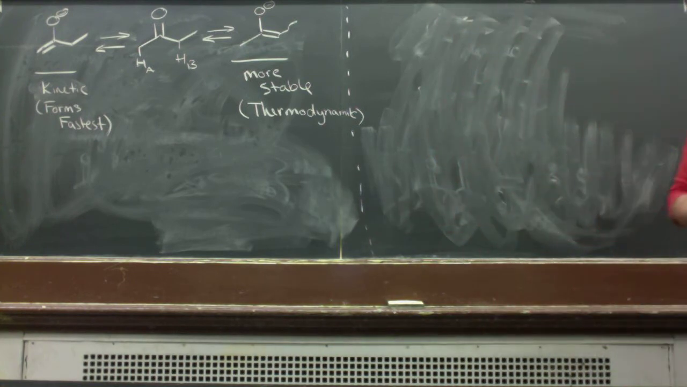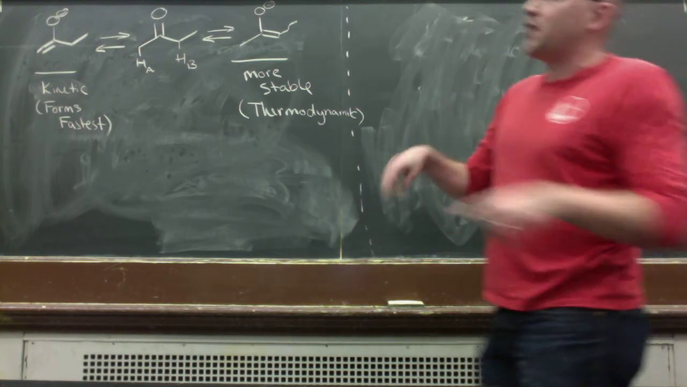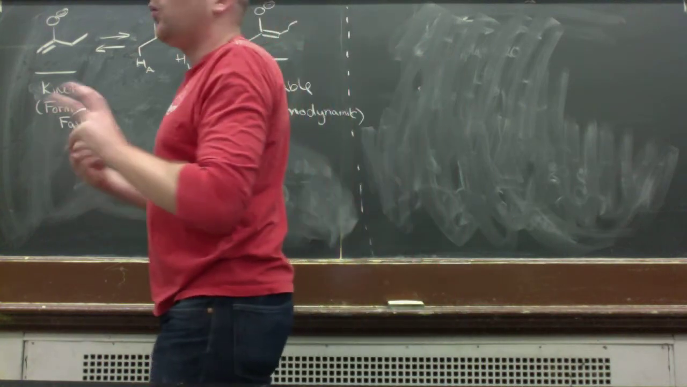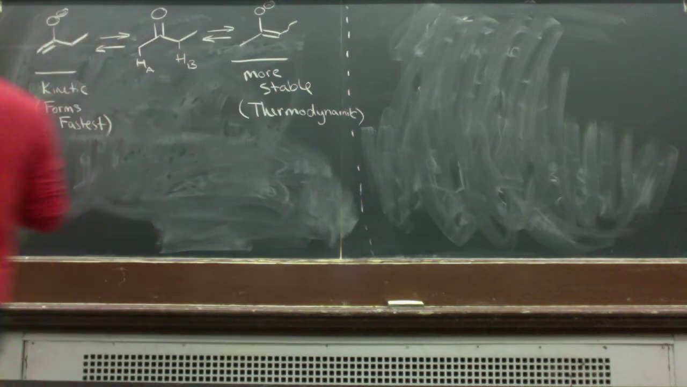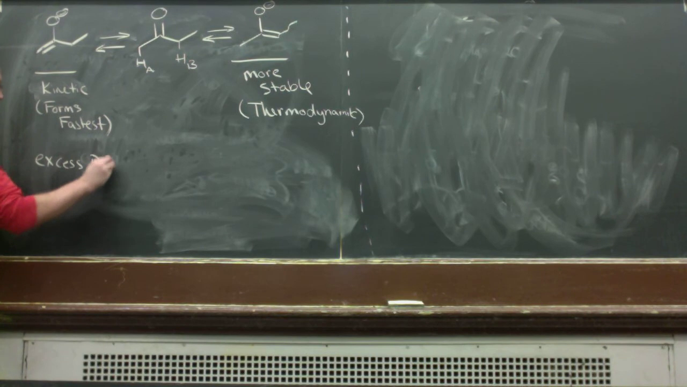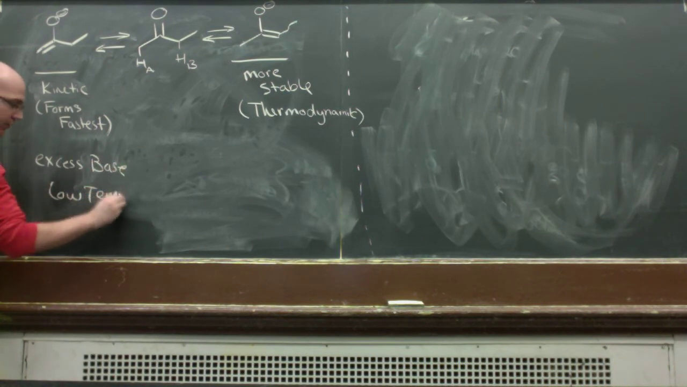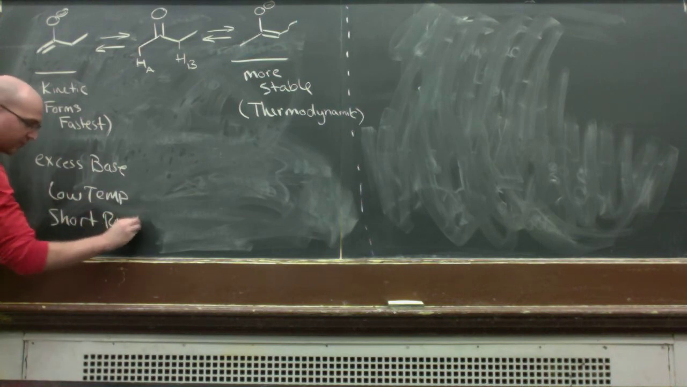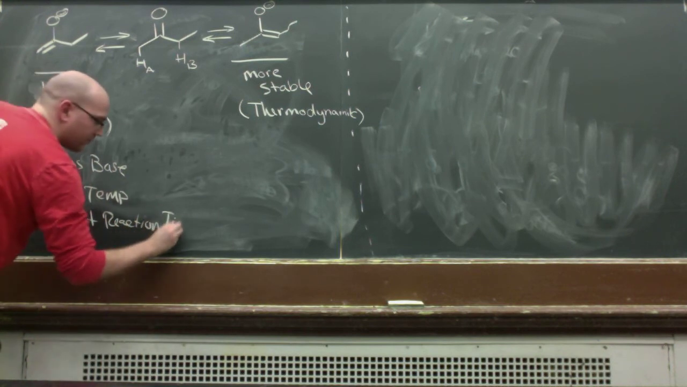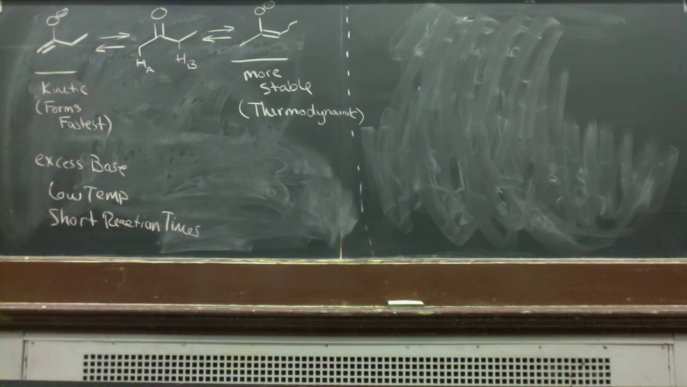So there's no water necessarily generated here, so it's not really that case. But one of the things that you can do is, again, we have a pretty strong base. So as it turns out, if you have an excess of base, maybe low temperatures, short reaction times, we'll be able to primarily get the kinetic product, and I'll explain this over on the other half of the board in a moment.